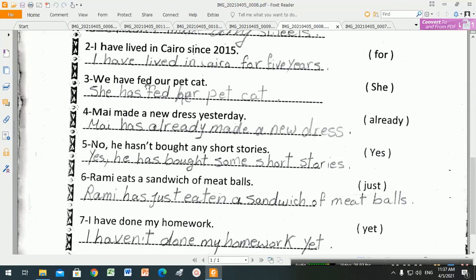Here we have fed our pet cat, between brackets she. So we want to change we into she. If I start the sentence with she, what does it take? Of course, has. So I will change have into has. We have, but she has. She has fed her pet cat. Here our comes with we, and what comes with she? Of course, her. Her comes with she. She has fed her pet cat.